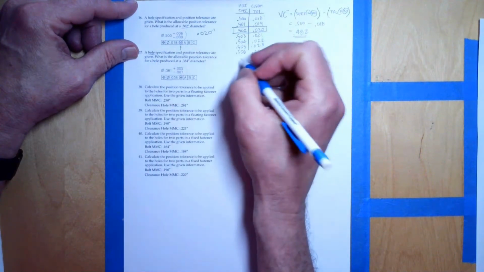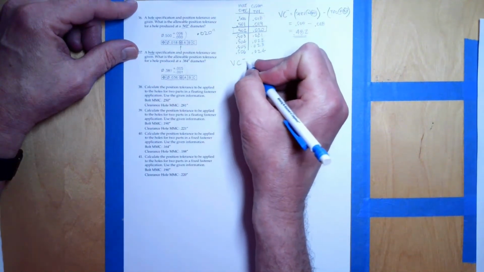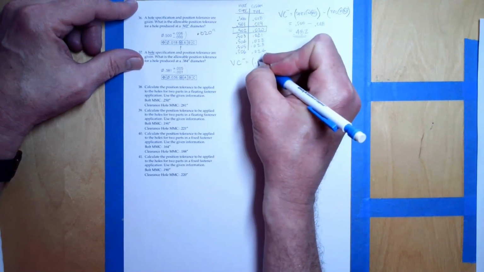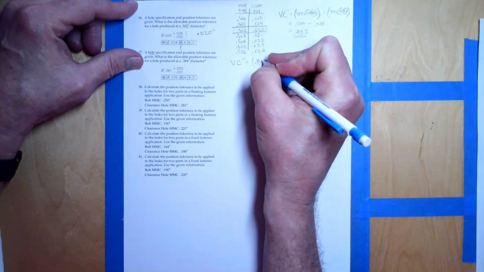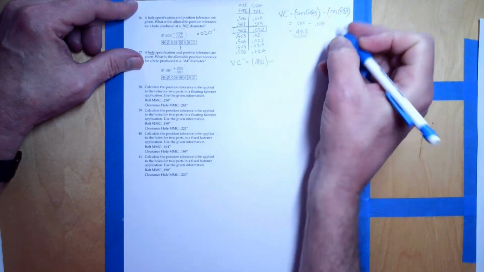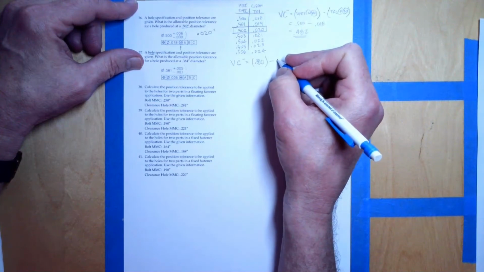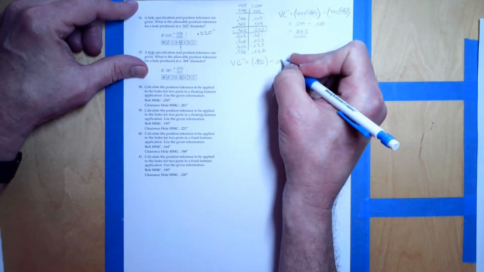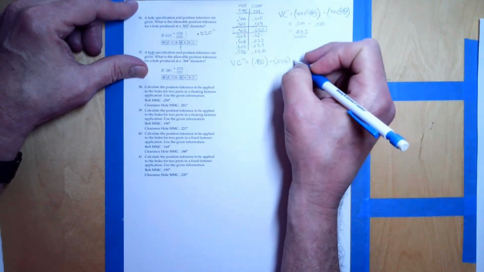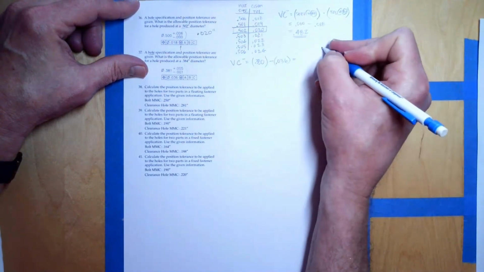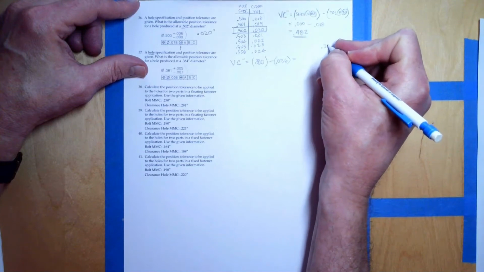This is a hole, so let's go ahead and calculate our virtual condition, which is equal to the size at MMC, which is 0.380 minus the tolerance, right? 0.381 minus 1. And the tolerance at MMC, which is 0.036. So the virtual condition is a number that I'm not going to try to do in my head.